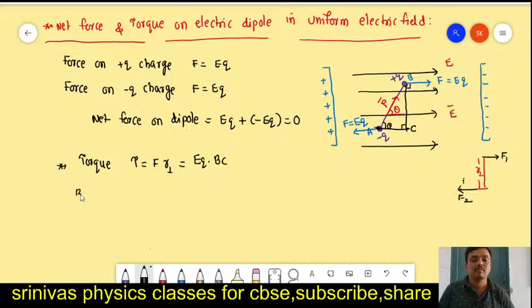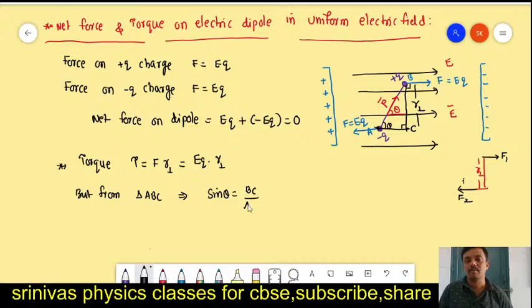This will become the R perpendicular. We can keep it as R perpendicular only, no need of BC. Or from triangle ABC we write sin theta, opposite side by hypotenuse: BC by AB. What is BC? R perpendicular. What is AB? AB is 2L.